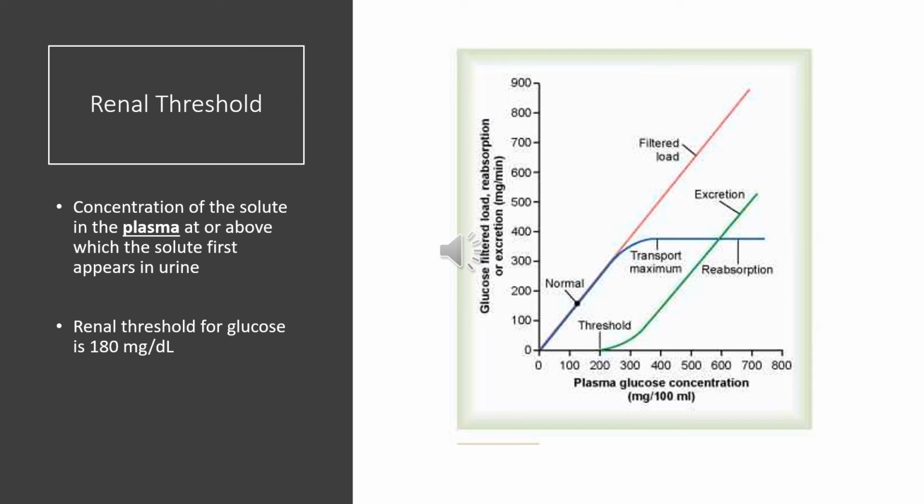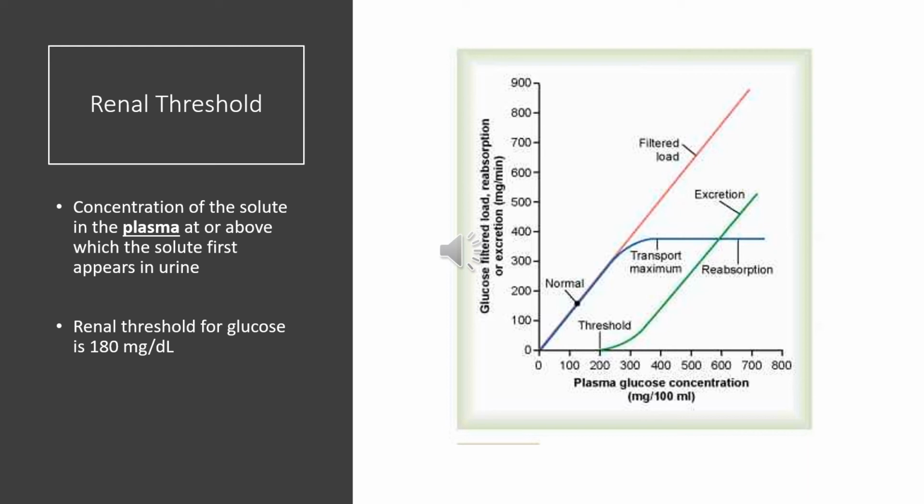The renal threshold for glucose is 180 milligrams per deciliter. That is, the glucose will be completely reabsorbed from the tubular fluid if its concentration is below 180 milligrams per deciliter and hence glucose will be absent in the urine. But once the concentration goes above 180 milligrams per deciliter, the reabsorption will not be complete and glucose will appear in the urine. Thus, glycosuria occurs when the plasma concentration of glucose is above 180 milligram percentage.